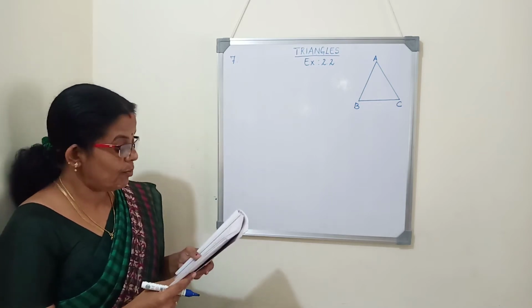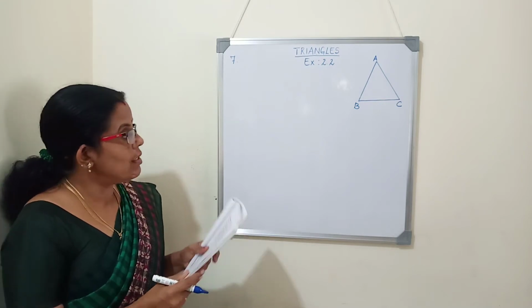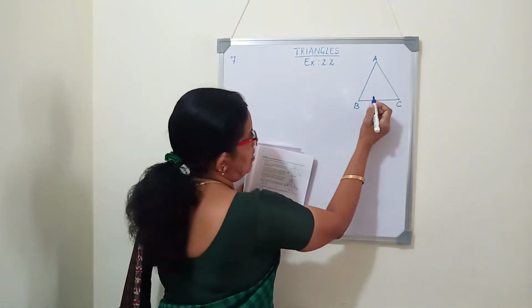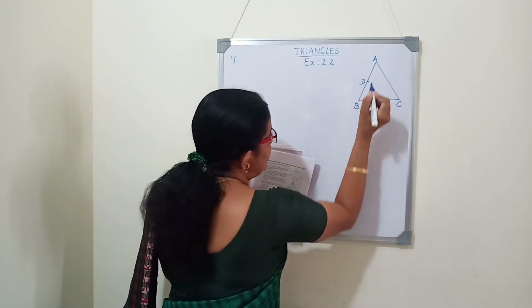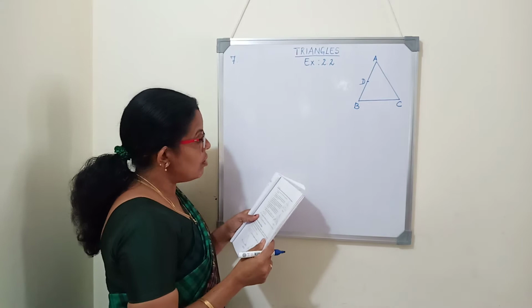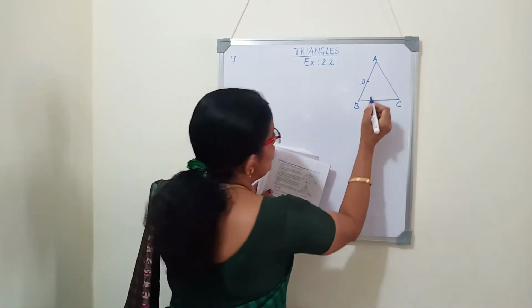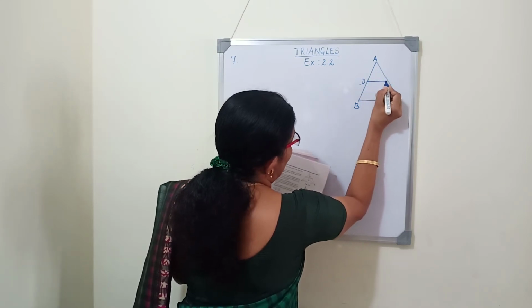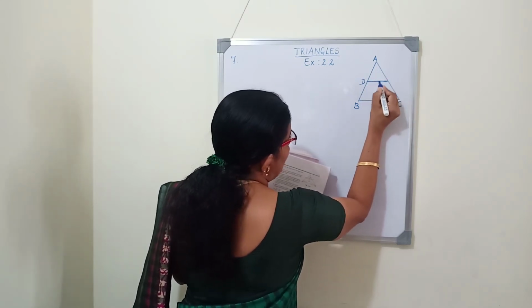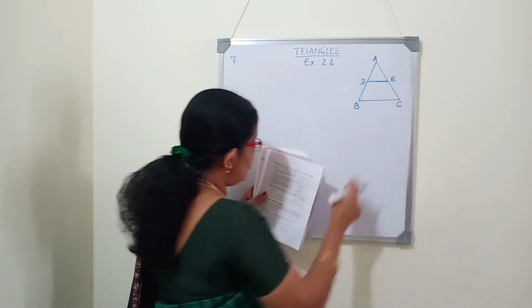So here we have to prove that a line drawn through the midpoint of one side of a triangle. So ABC is a triangle. We have to mark the midpoint of one side. Let it be D. The line is drawn through the midpoint of one side of a triangle parallel to another side. So we have to draw a line from the midpoint of one side of the triangle, and this line is parallel to another side. That is, DE is parallel to BC.